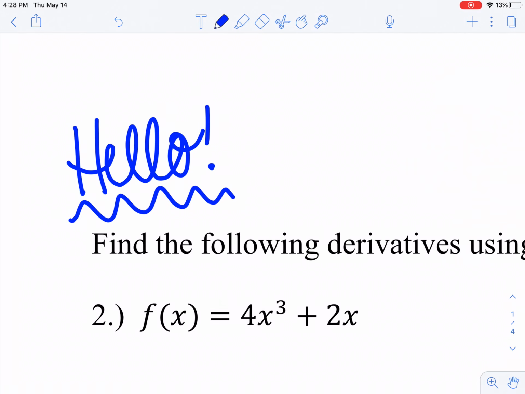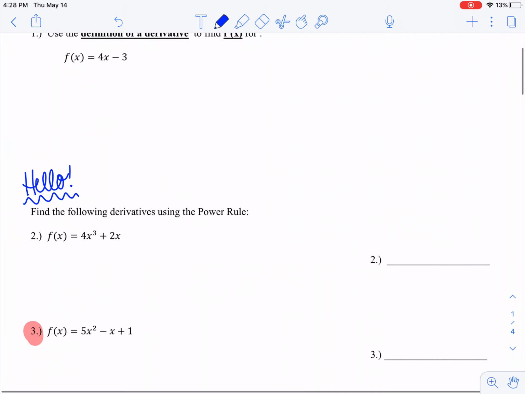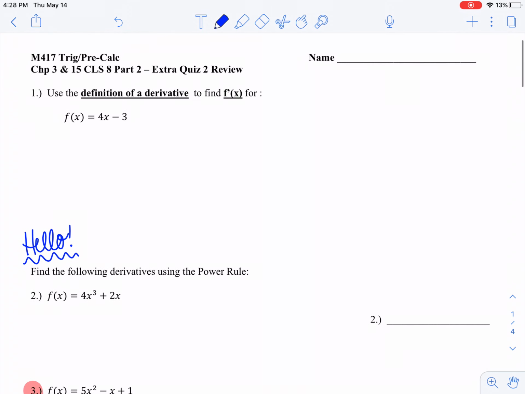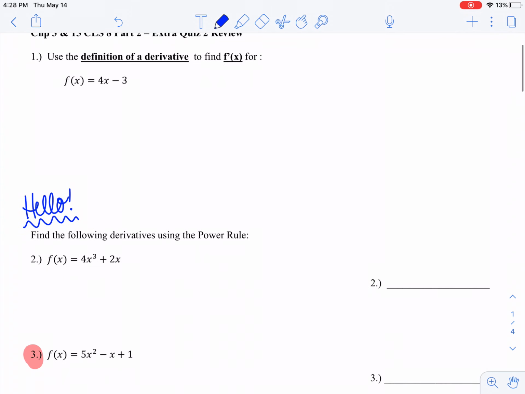Hey guys. So I am here to do just a quick little review with you. I've selected a few problems from your review worksheet that I posted earlier, and you should already have the key, so hopefully you've done most of it, but just in case you were struggling on a couple problems, I picked some of the harder ones to do.